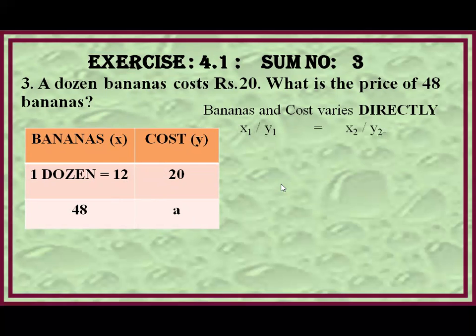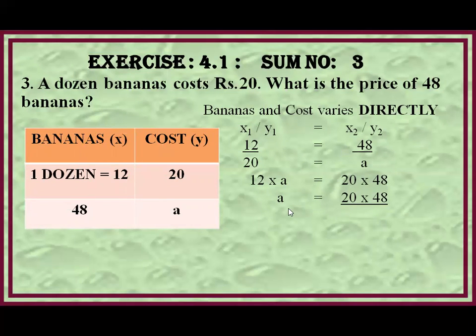For direct variation, your formula is x1 by y1 is equal to x2 by y2. So you get 12 by 20 is equal to 48 by A. When you solve, you cross multiply. 12 into A is equal to 20 into 48. So A is equal to 20 into 48 divided by 12. You get A is equal to 80. So the cost of 48 bananas is rupees 80.